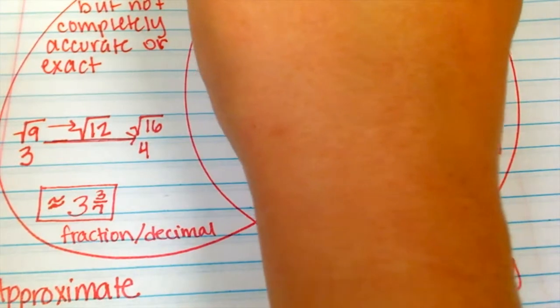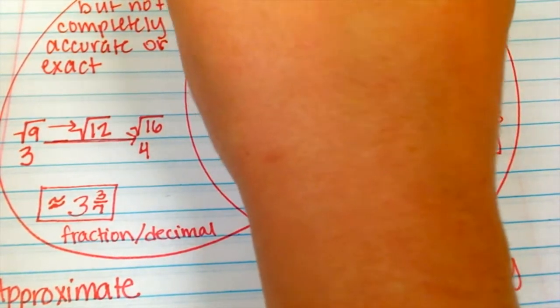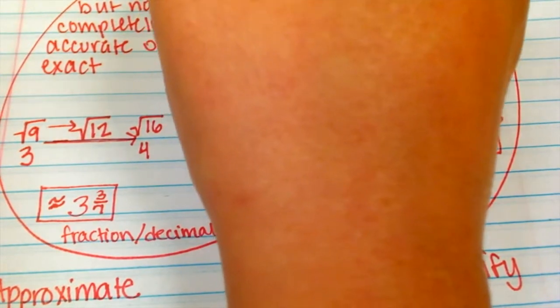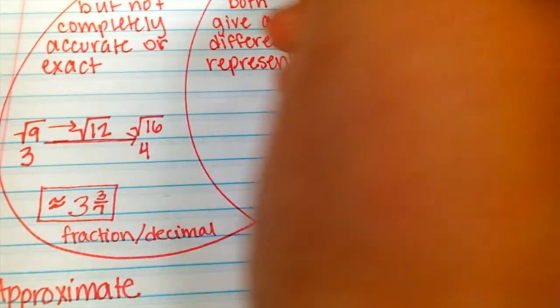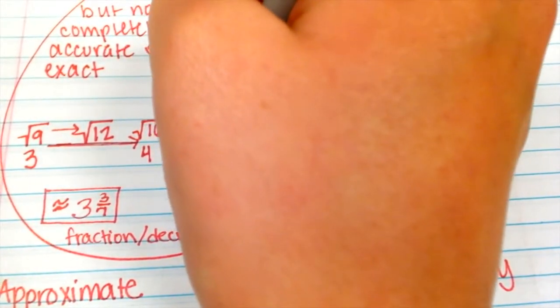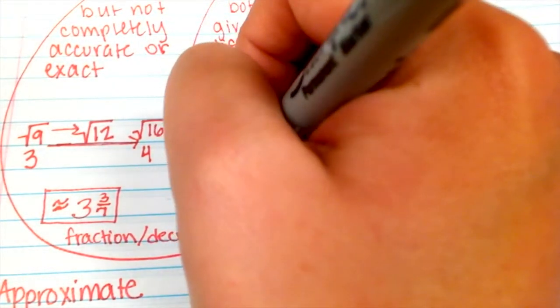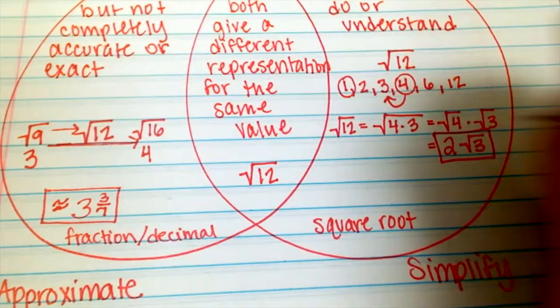So how are they the same? Well, they both give a different representation for the same value. And in this example, that value was the square root of 12.